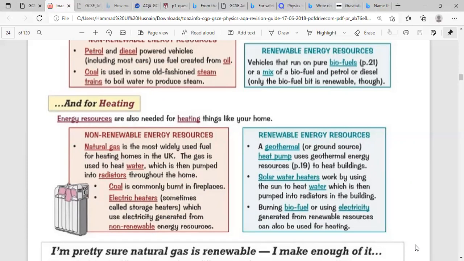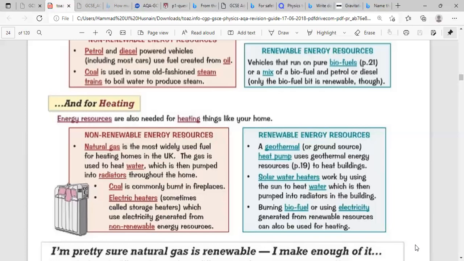Similarly, coal is commonly burnt in fireplaces, so this is also a non-renewable energy resource, and it is used in order to produce heat. Similarly, electric heaters use electricity generated from non-renewable energy resources. This electricity which we use to run the electric heaters is also generated through non-renewable energy resources, which include coal and some others. So this is how we use these energy resources in order to produce heat.